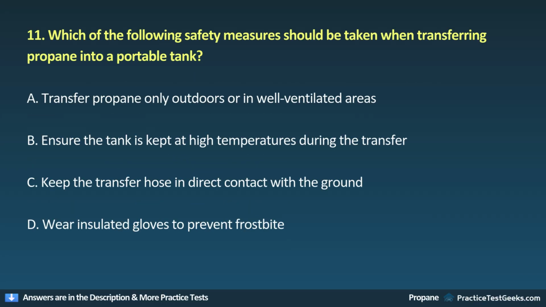11. Which of the following safety measures should be taken when transferring propane into a portable tank? A. Transfer propane only outdoors or in well-ventilated areas. B. Ensure the tank is kept at high temperatures during the transfer. C. Keep the transfer hose in direct contact with the ground. D. Wear insulated gloves to prevent frostbite.